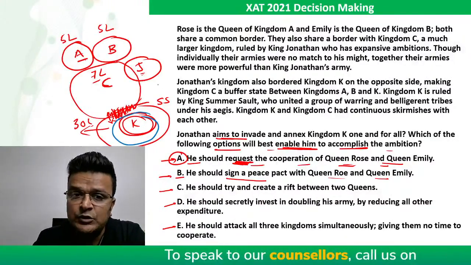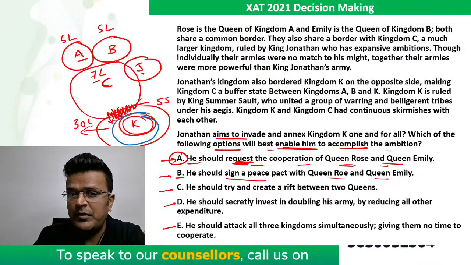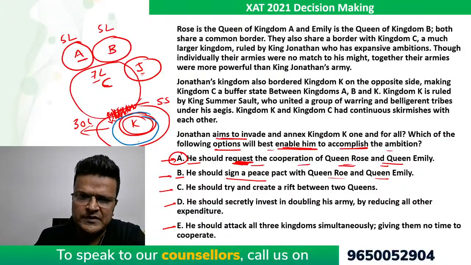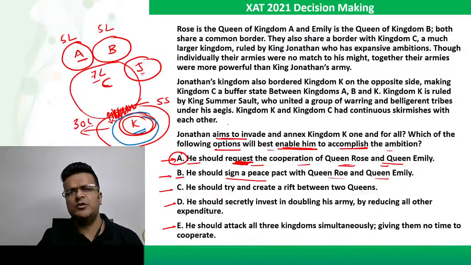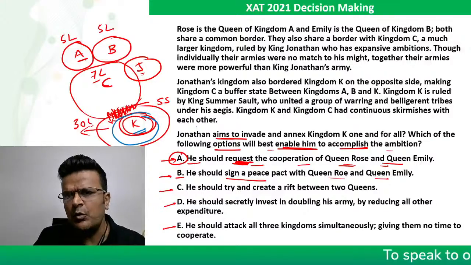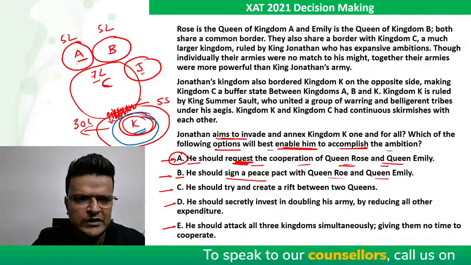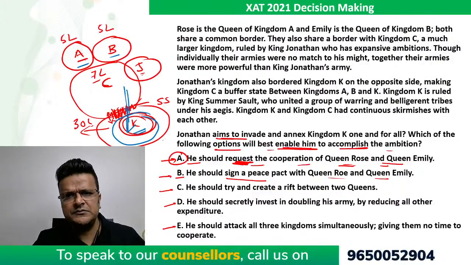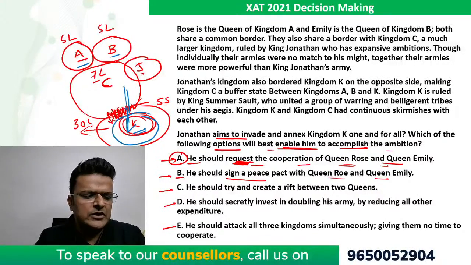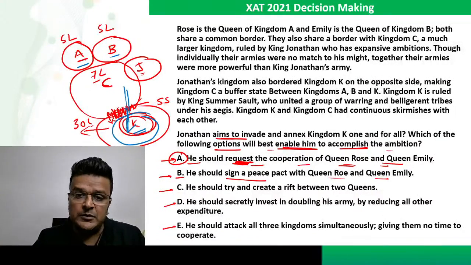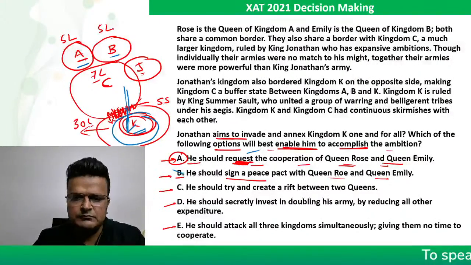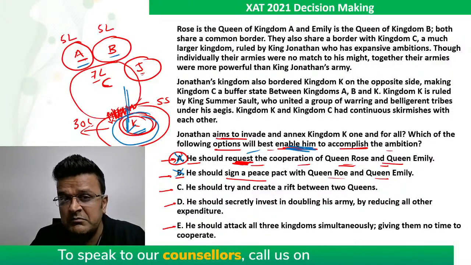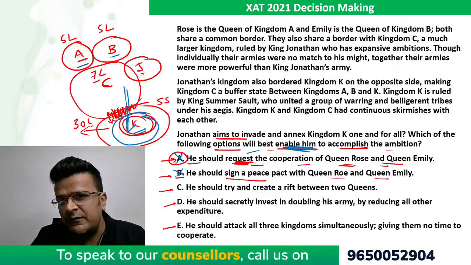How do I defeat it? I need to have a larger army, more power, right? When Hitler wanted to dominate Europe, acquire entire Europe as his own country, what did he do? Did he request? Did he go and say, okay, let's sign a peace treaty? If you have a peace treaty with A and B, how does it help you acquire K? Does it? Really? So very clearly B is out of the question. B will not help for sure. A will not enable. The word is enable. Enable means make him capable enough to do that.